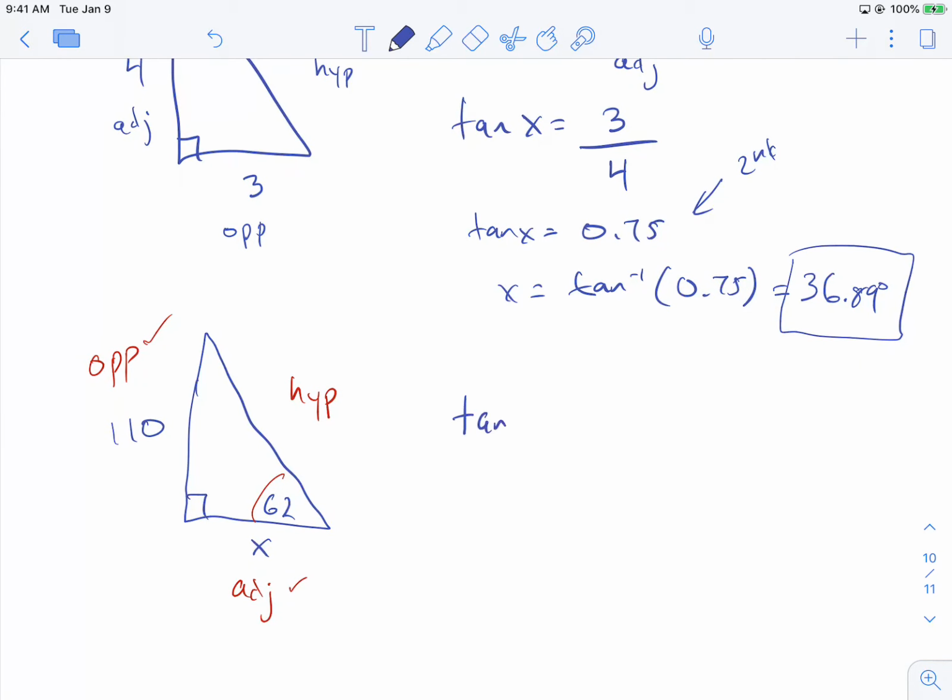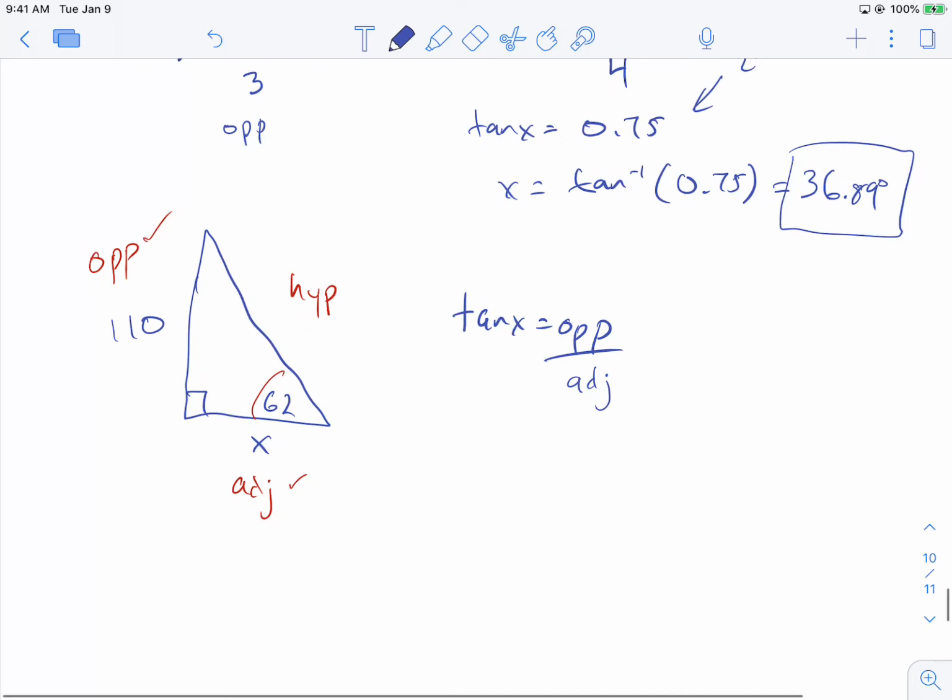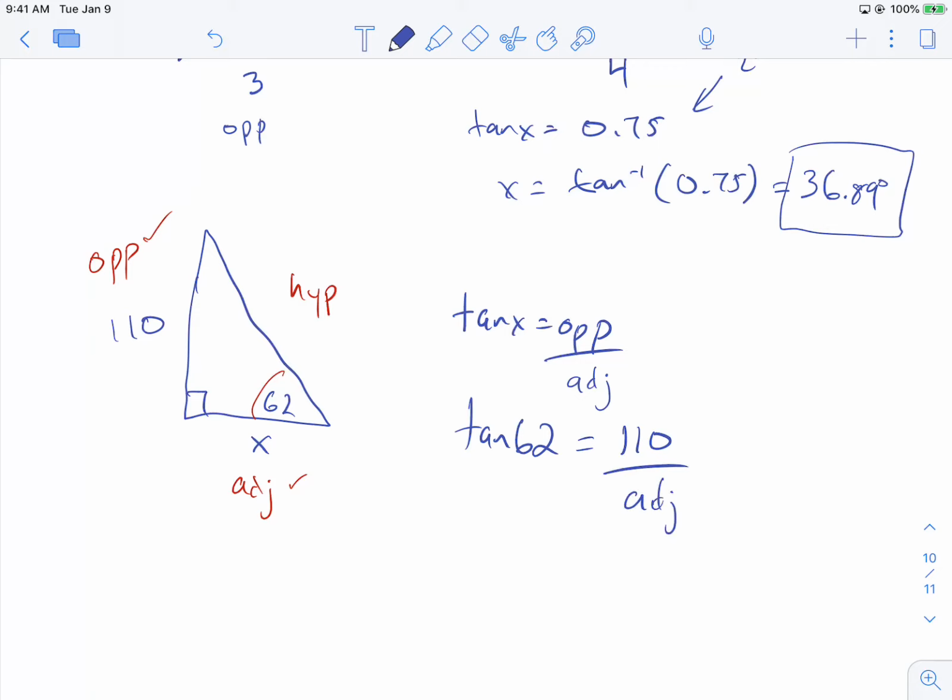So we have tan x equals opposite over adjacent. So let's fill in what we know. We know our angle is 62, so we'll fill that in for our x, equals opposite, which is 110, over my adjacent, which we do not know. So take your calculator. We are not solving for an angle here, so just use regular tan 62. That gives me 1.88 equals 110 over my adjacent.